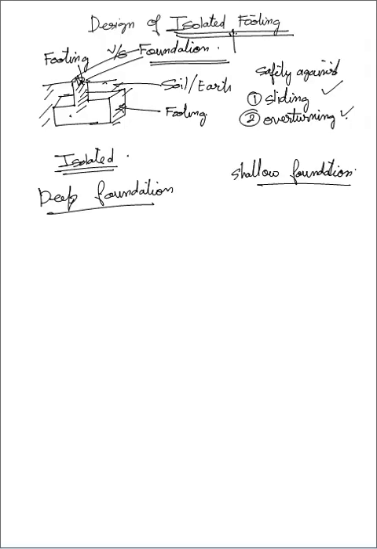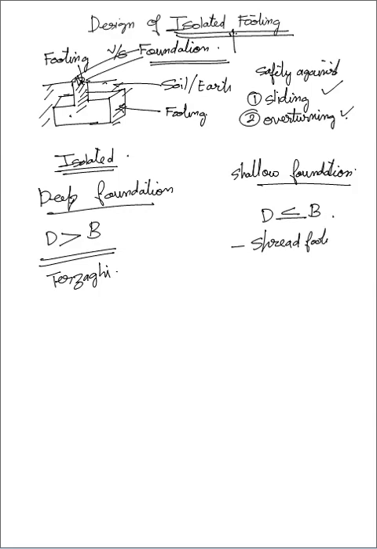Suppose in deep foundation your depth is greater than the width of the foundation. This was given by one soil scientist named Terzaghi. Whenever depth is greater than the width of the footing, then it is deep, and a foundation is shallow if its depth is equal to or less than its width. So depth is less than or equal to B, then we can say it is shallow foundation. There are many examples of shallow foundation, like spread footing. Spread footing is also one type of isolated footing only.